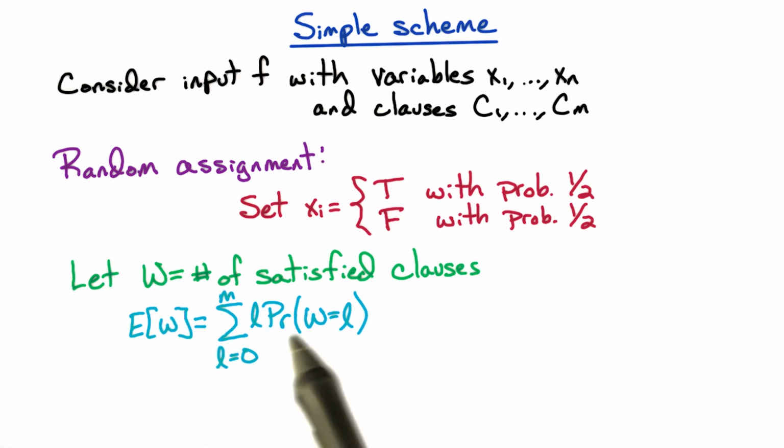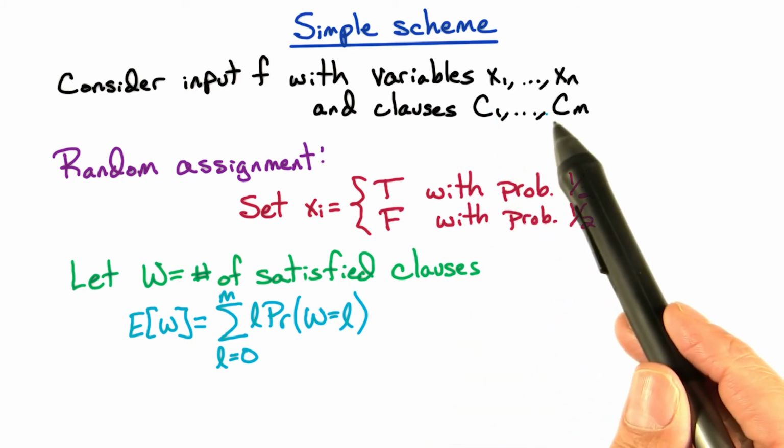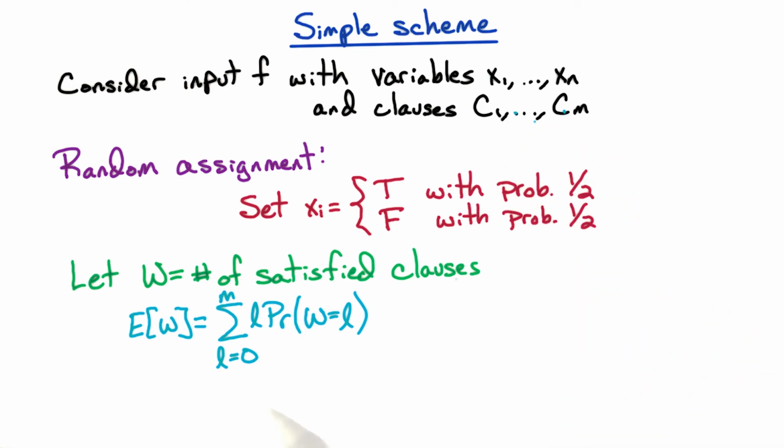Now, the expectation in this form is quite difficult to analyze. Why? Because whether a particular clause is satisfied or not is related to whether another clause is satisfied or not, because they might have variables in common. So what we're going to do is break up this random variable, which is the total number of satisfied clauses, into a clause-by-clause quantity. And in this manner, we're going to be able to analyze each clause in isolation, independent of what happens for the other clauses. And in that way, it's going to be straightforward to analyze the expected performance of the algorithm. So let's look at how exactly we do that.